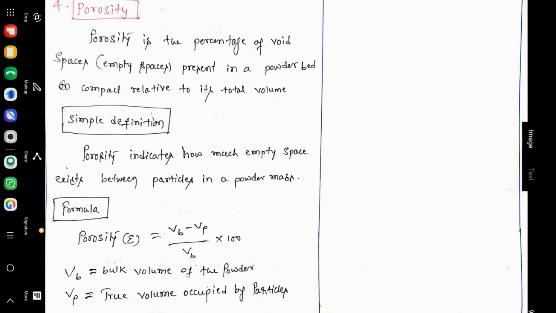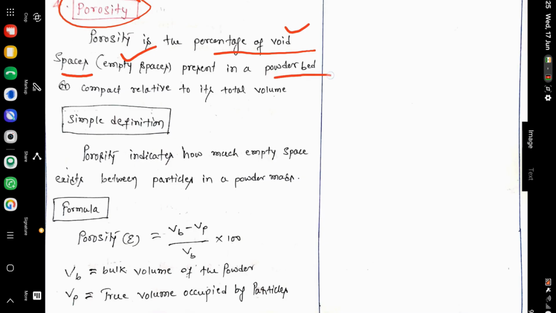And the next property is porosity. Porosity is the percentage of void spaces. Here void space means empty space which is present in the powder bed or compact relative to its total volume. Simple definition: porosity indicates how much empty space exists between the particles in a powder mass. Suppose it is a powder mass.